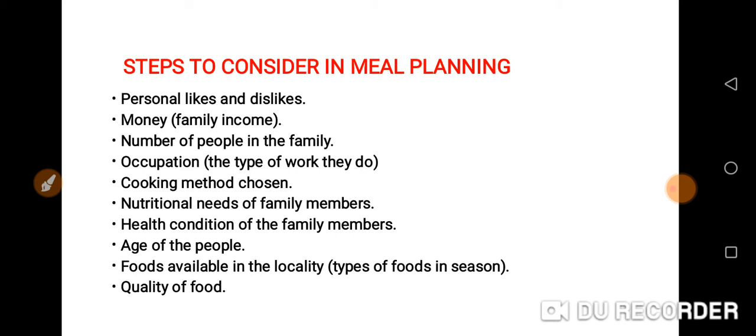Because if you want to plan your meal, it has to be based on the number of people in the family, the occupation, and nutritional needs, especially the children, who need more protein food. Then the health condition of the family members, we need to take note of that.